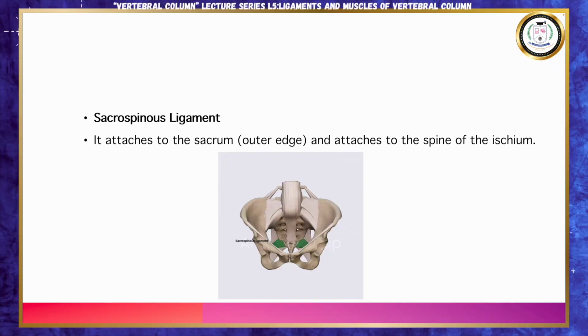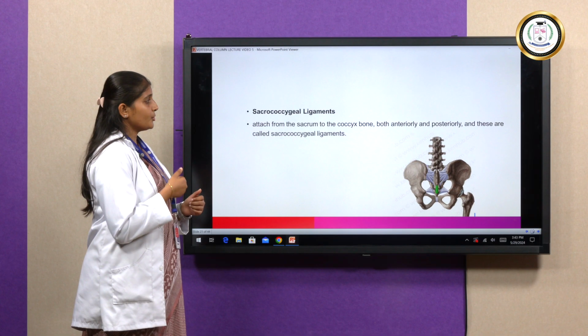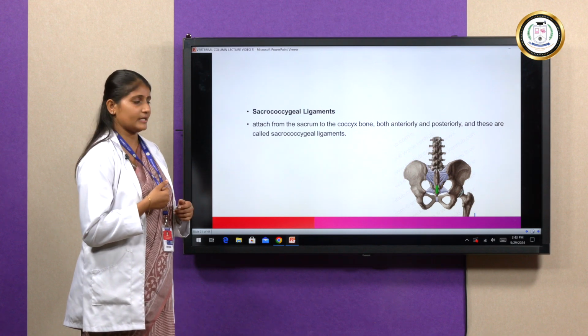Then we have the sacrospinous ligament. It attaches from the spine of the ischium to the sacrum. Then we have the sacrococcygeal ligament. This ligament attaches from the sacrum to the coccyx bone, both anteriorly and posteriorly, and these are the sacrococcygeal ligaments.